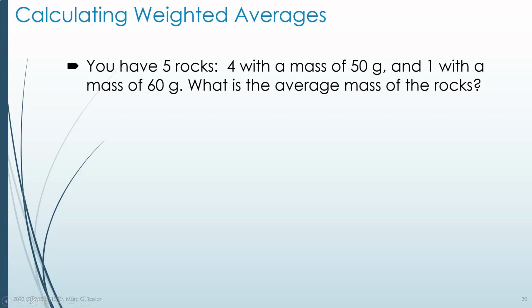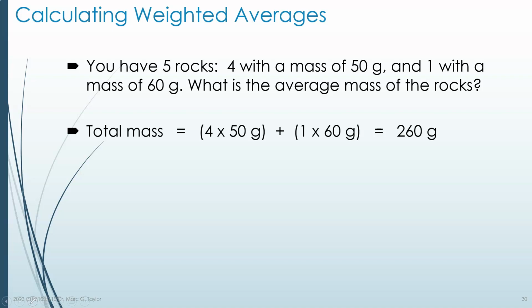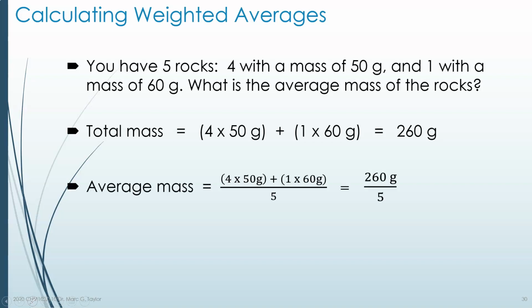Well, how do you calculate averages? You add up all the masses and you divide by how many you have. That's how an average is calculated. So we have 4 rocks that are 50 grams, so that's 200 grams from those rocks. And we have one rock that is 60 grams, well, that's 60 grams from that rock. You add it together, you get 260 grams. We have 5 rocks total, so we divide that 260 by 5, and we get an average mass of 52 grams.